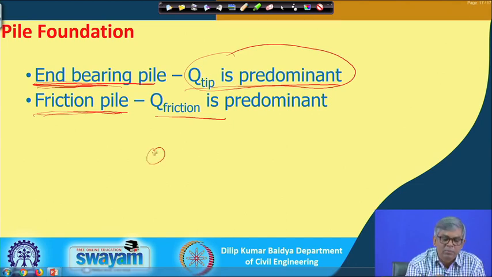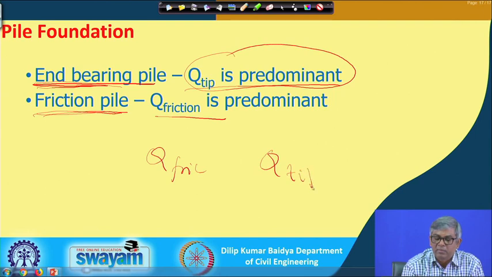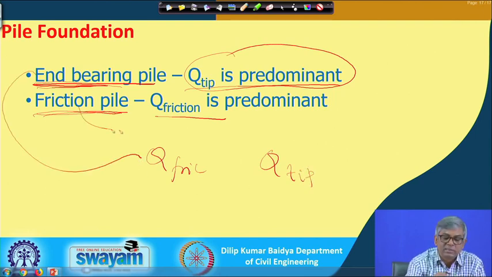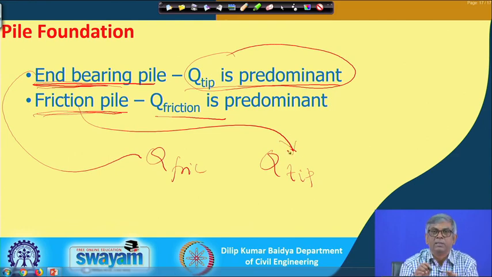So you have Q friction and Q tip, two components for each pile. For an end bearing pile, the tip is predominant, and for a friction pile, the friction will be predominant. That is the one thing I wanted to mention here. Sometimes we ignore Q friction for an end bearing pile, and sometimes we ignore Q tip for a friction pile. That is the point I wanted to highlight here.